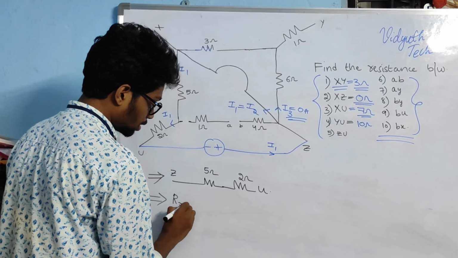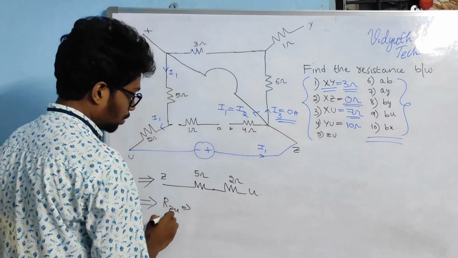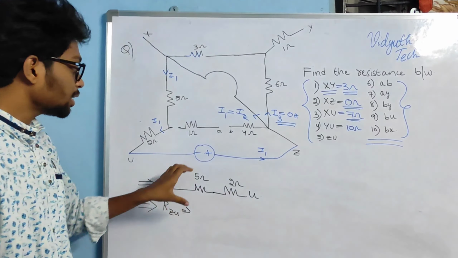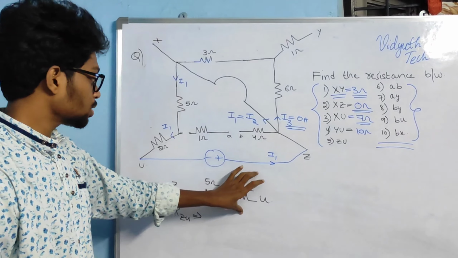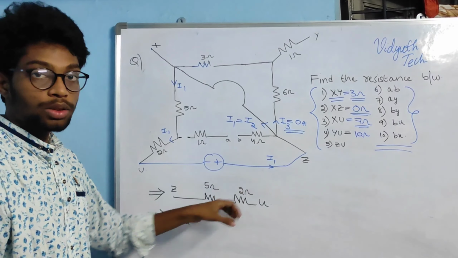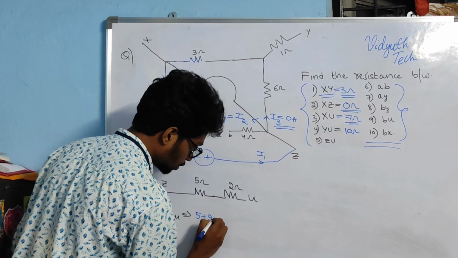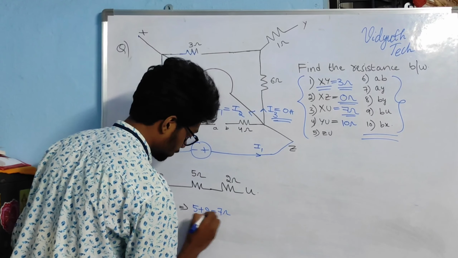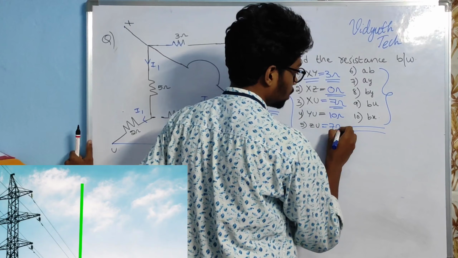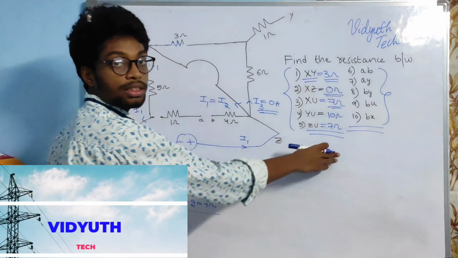RZU is the equivalent resistance between Z and U terminals. As these two resistors are connected in series, just add up 5 plus 2. We will get 5 plus 2 equal to 7 ohms. We have got R equivalent between Z and U as 7 ohms.